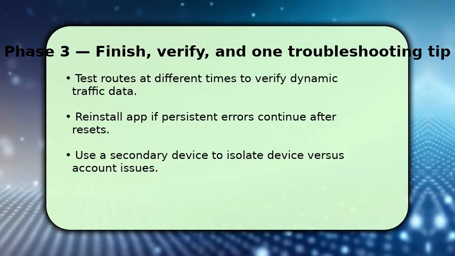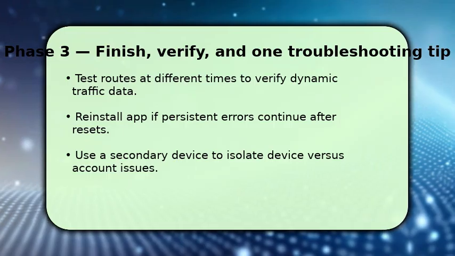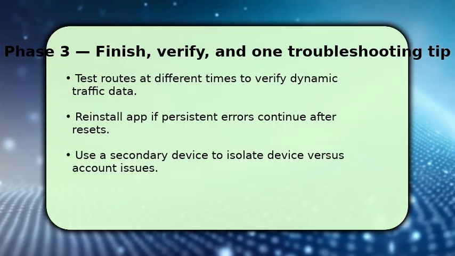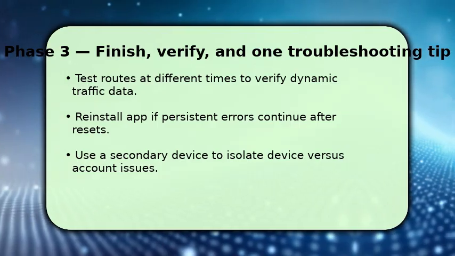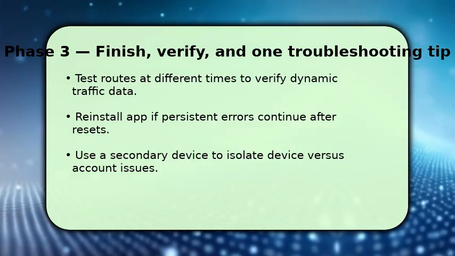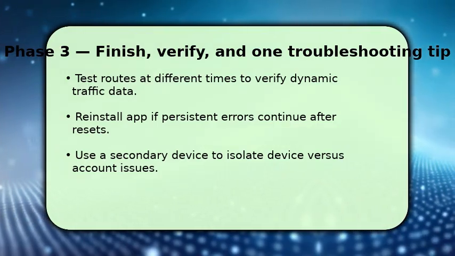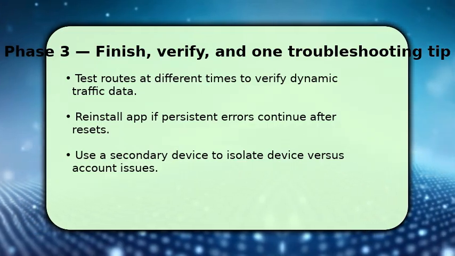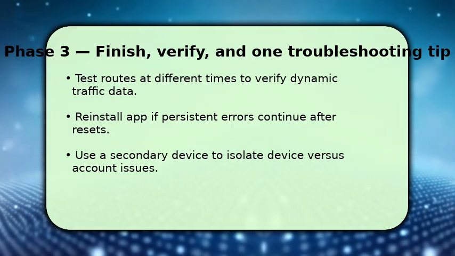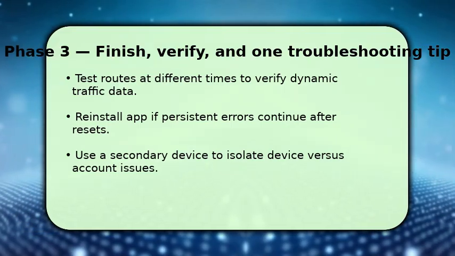If problems persist, reinstall Google Maps to remove lingering corruption and then sign back in. This refreshes account-level route data. Make sure to try a secondary device with your account. If it works there, the issue is local to your phone. If not, escalate via report a problem with clear repro steps and screenshots so support can act quickly.